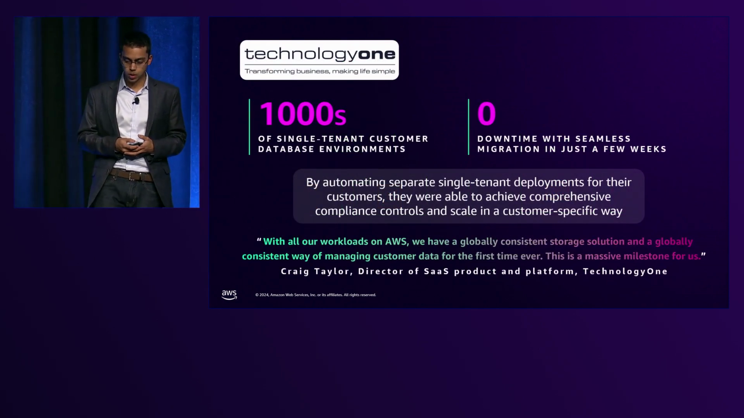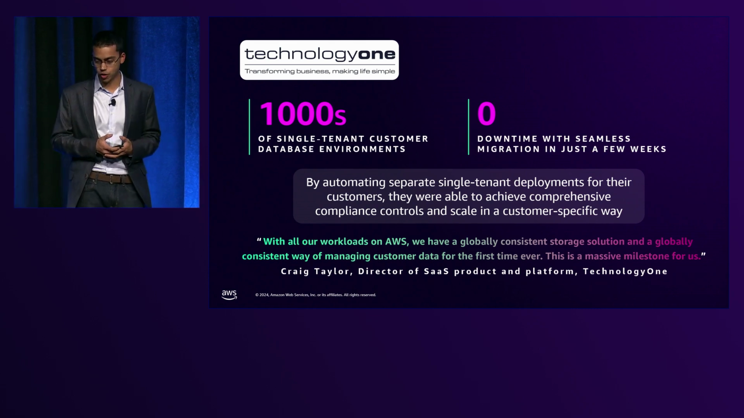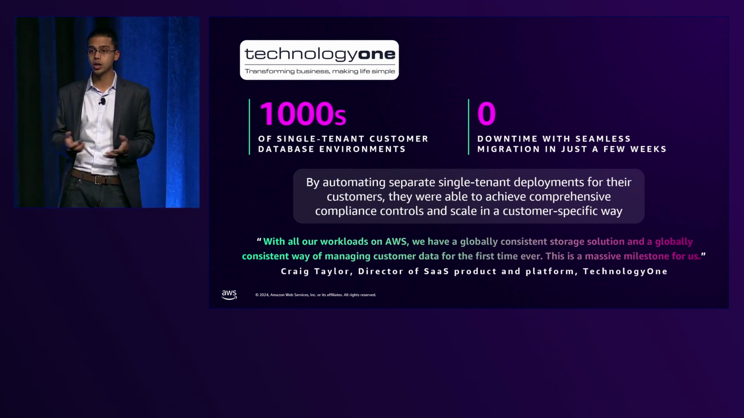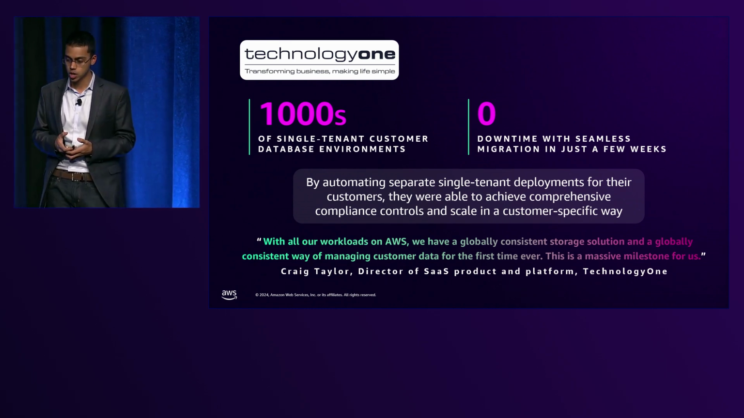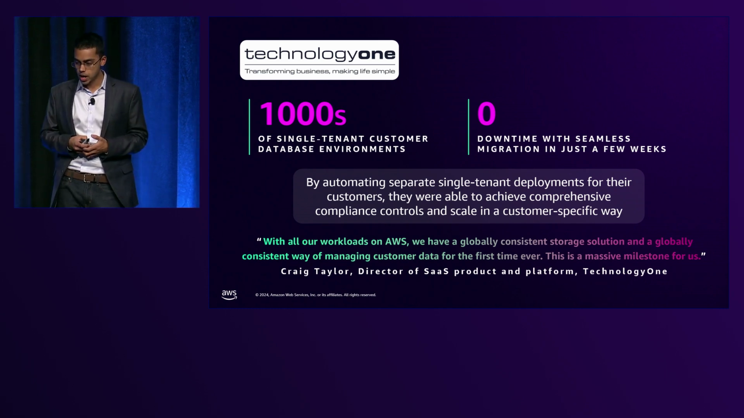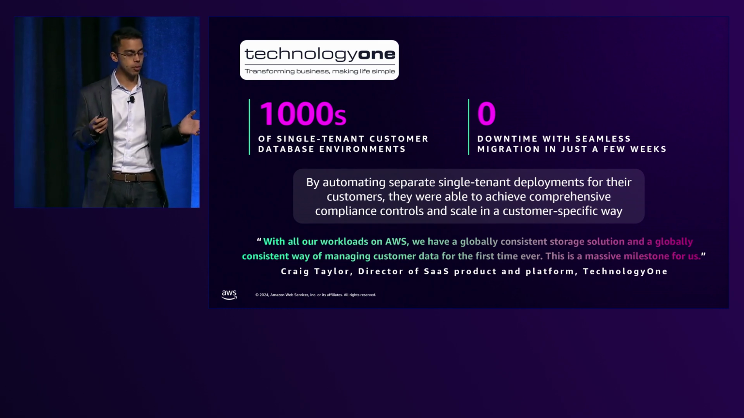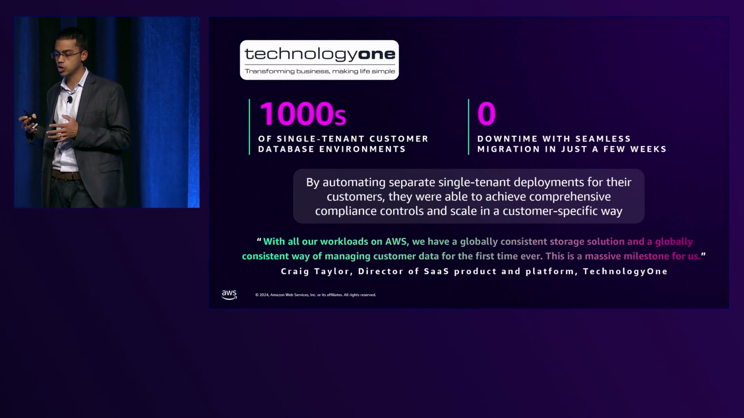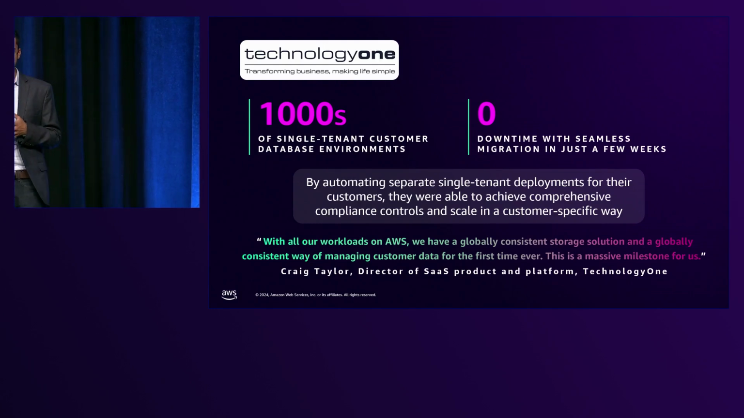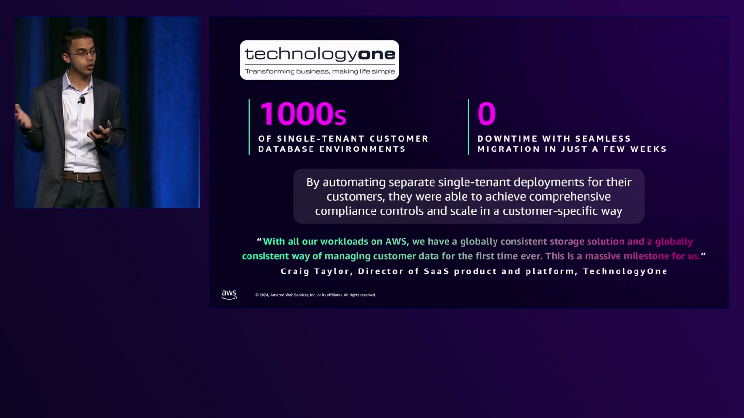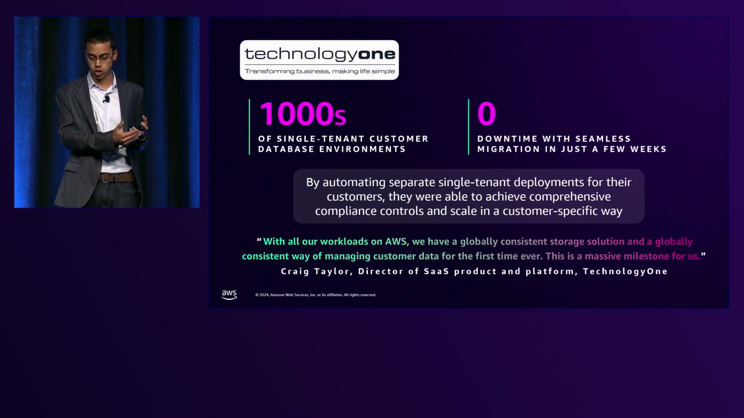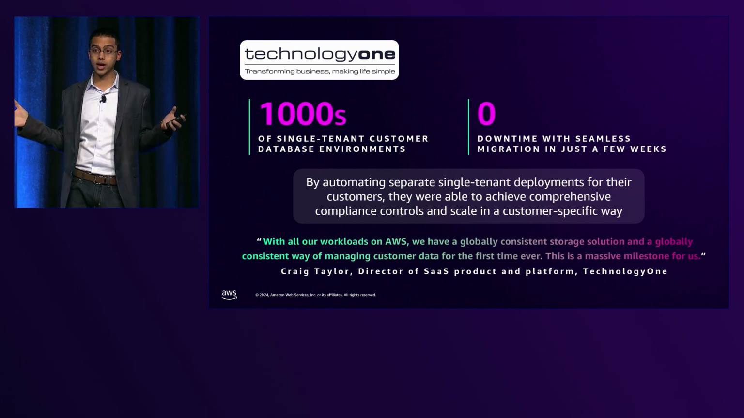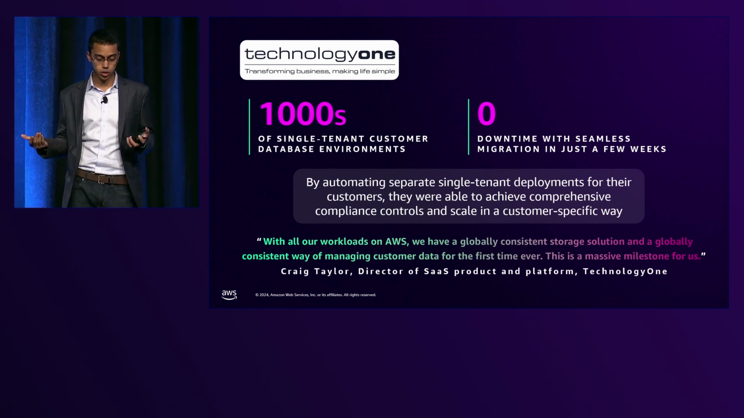So one customer that's really taking advantage of this infra as code is Technology One. Technology One is an Australian-based software provider. They deliver a suite of ERP solutions within a SaaS framework. And their previous storage environment prevented them from having granular control over the business application data for end users. So it was difficult for them to simultaneously enforce their compliance controls and security posture while also being able to scale with their end users.